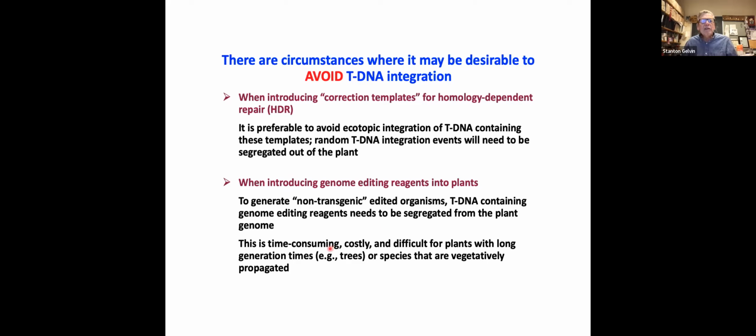However, segregation is time consuming. Depending on the plant, it could be very costly. And it can be difficult or almost impossible for plants with long generation times, for example trees, or species that are vegetatively propagated, such as banana, potato, and sweet potato. So if the tDNA integrates, you're not going to be able to segregate it out very easily. So wouldn't it be nice to be able to get the tDNA in, express the CRISPR transgenes, have it do its work, and then just disappear?